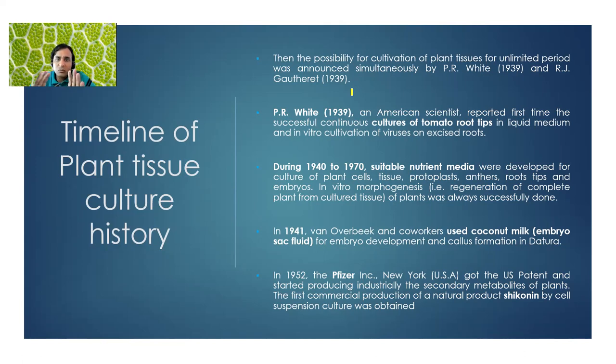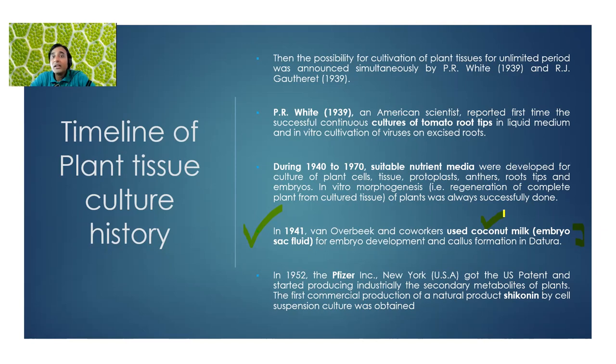I'm not going to read all of them, just very brief. I would like to mention some very important highlights. For example, in 1941, they used coconut milk, which we call undefined media, because when people came to know that they were standardizing different conditions for different plant species, they came to know that some nutrients work well in some plants, but other nutrients are required for growing different plant species. So basically, they started using different natural compounds, natural extracts like orange juice, banana juice, milk, or coconut milk.